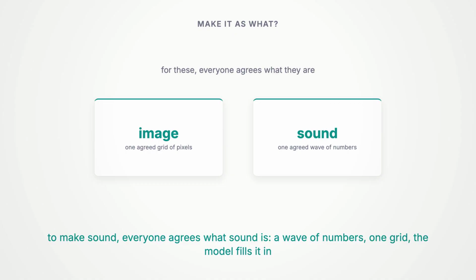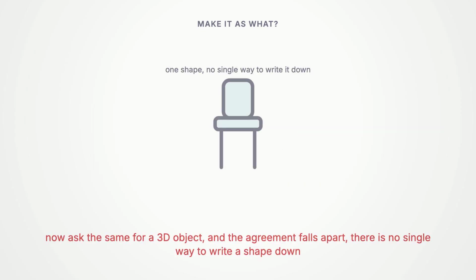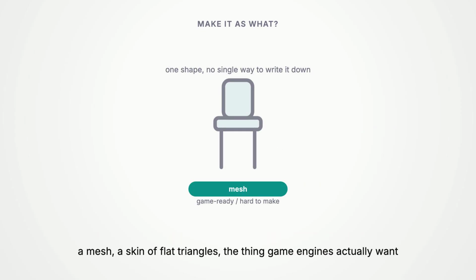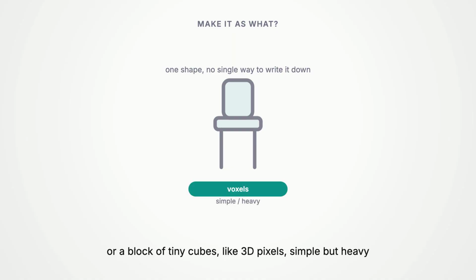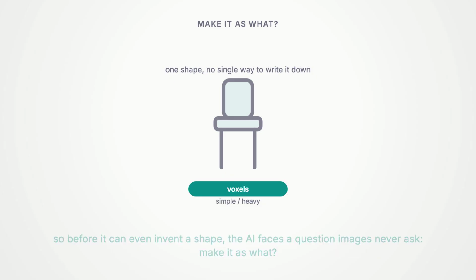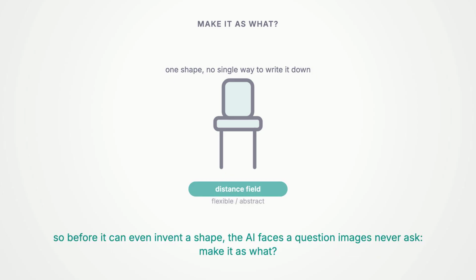There is no single way to write down a shape. You could store it as a mesh, a skin of flat triangles, the thing game engines actually want. Or as a point cloud, a swarm of dots floating in space with no surface at all. Or as a block of tiny cubes like 3D pixels, simple but heavy. Or as a math function that, for any point in space, tells you how far you are from the surface. 2 of these deserve names because you will hear them everywhere.